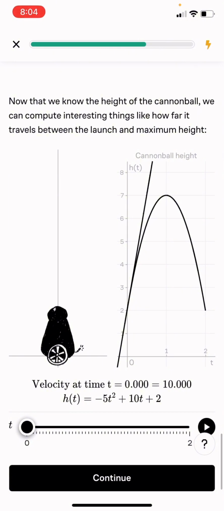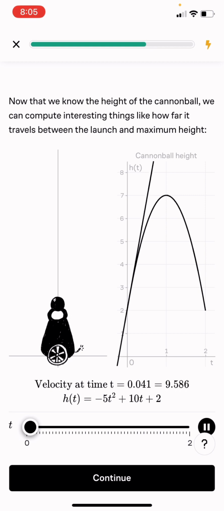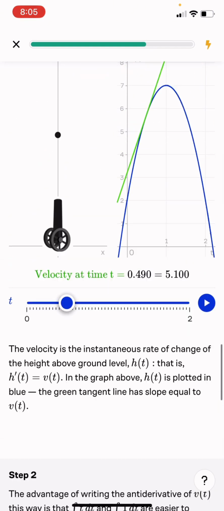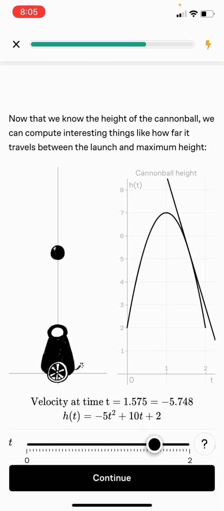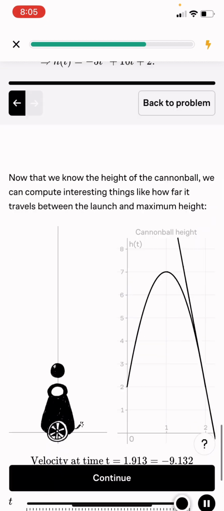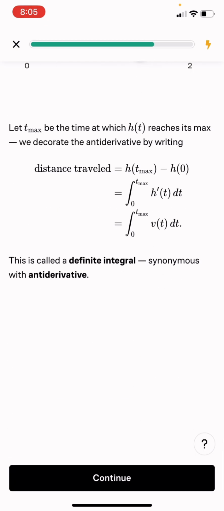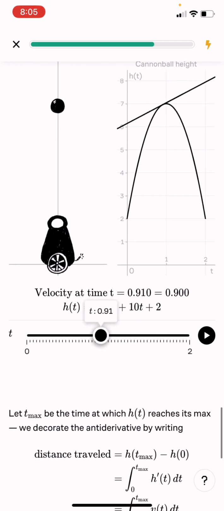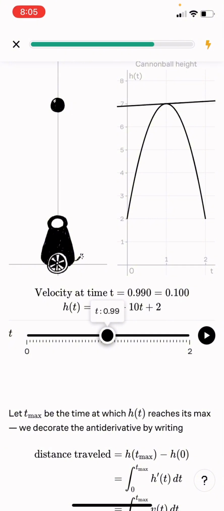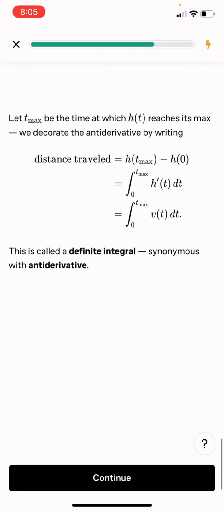Now that we know the height of the candle, we can compute interesting things, like how far it travels between the launch and maximum height. This is a different one. I don't know who drew this. Isn't this a different equation? Oh, let t max be the time at which h(t) reaches its max. Wait, let's get its max really quick.